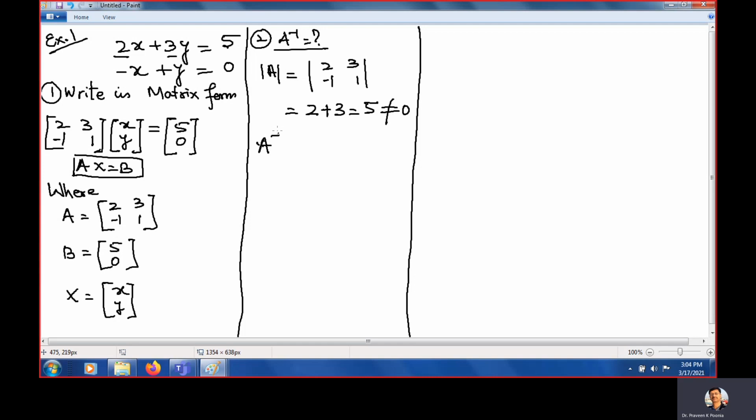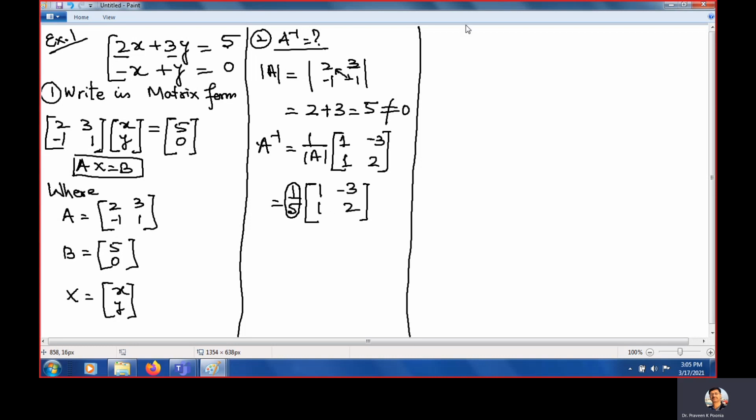Now find the value of A inverse. It is 1 upon determinant of A. How to find A inverse? Interchange these two values. 2, 1, it will be 1, 2. Multiply by minus. Minus 3, minus, minus, plus. Now, write the value of determinant. 1 upon 5. 1 minus 3, 1, 2. Clear? And remember one more thing. Do not multiply 1 upon 5 inside here while you are evaluating value of X and Y, because it will be easy if we will not multiply.